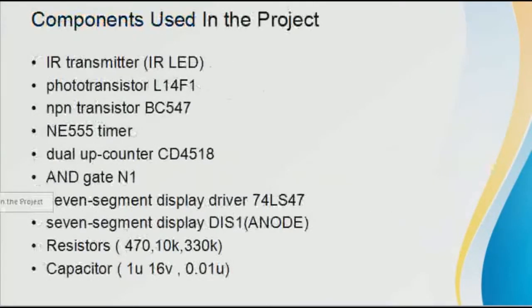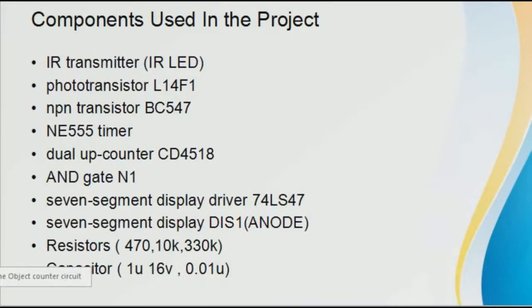So what are the components used in this project? There are many components. The first one is the IR transmitter, which means the IR LED, which will throw its beam on the phototransistor. Then comes the NPN transistor. Then we have used a 555 timer IC, then the dual up counter CD4518, then an AND gate. Then we have used a 7 segment decoder and a 7 segment display, and then a few resistors and capacitors.